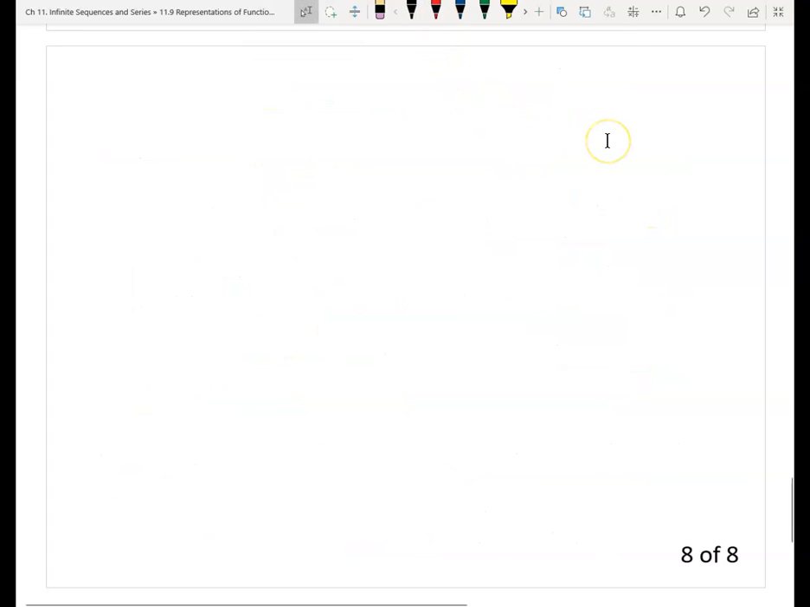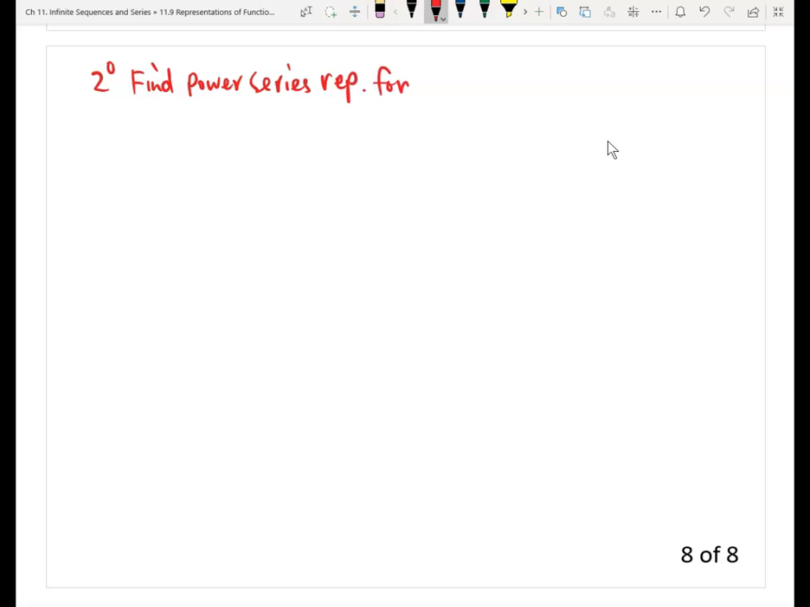The second step is to find the power series representation for our function, right? So let me write here. Now we can find the power series representation for our function, which is x squared times arctangent of x raised to the third power. Let me copy what we discussed before.